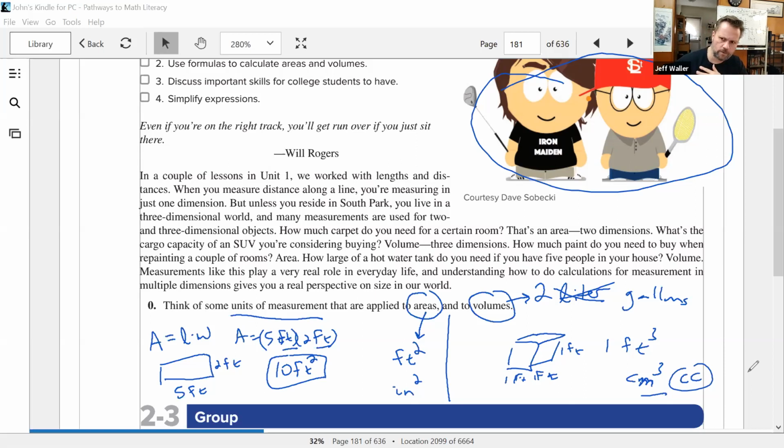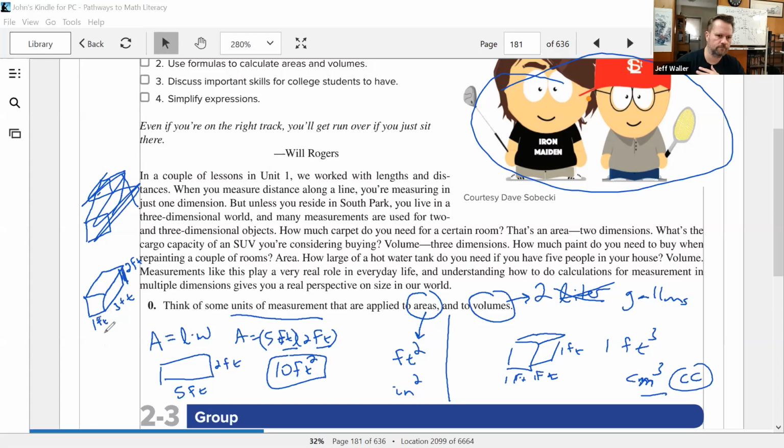So you're doing 1 foot to the third power, because height, width, and length are all 1 foot. Let me do another example real quick. All right, say this is 1 foot by 3 feet by 2 feet. What would that volume be?